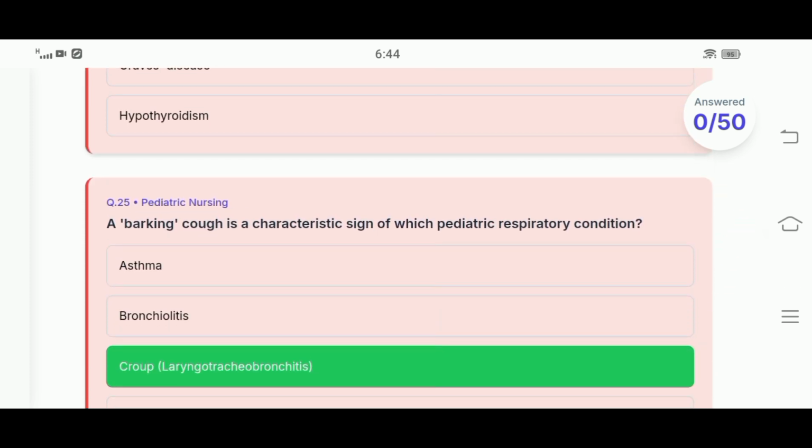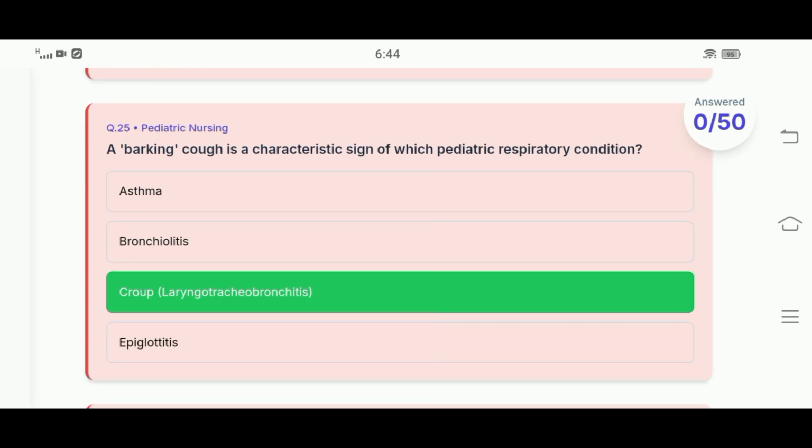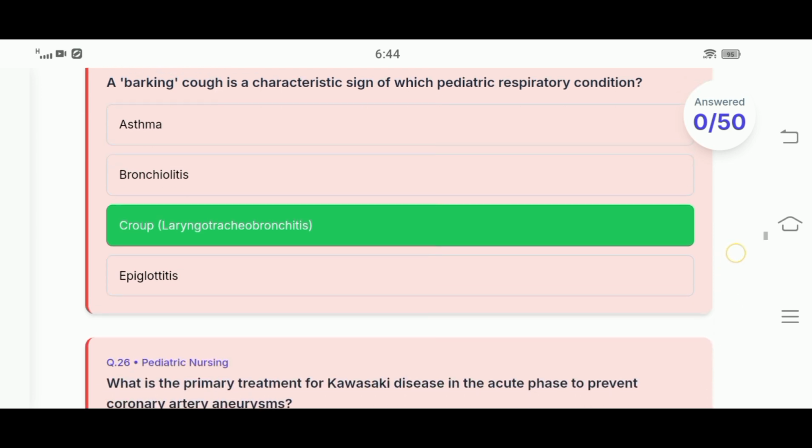Next, 25, pediatric nursing. A barking cough is a characteristic sign of which pediatric respiratory condition? Options are A. Asthma, B. Bronchiolitis, C. Croup, laryngotracheobronchitis, and D. Epiglottitis. So the correct answer is C. Croup.